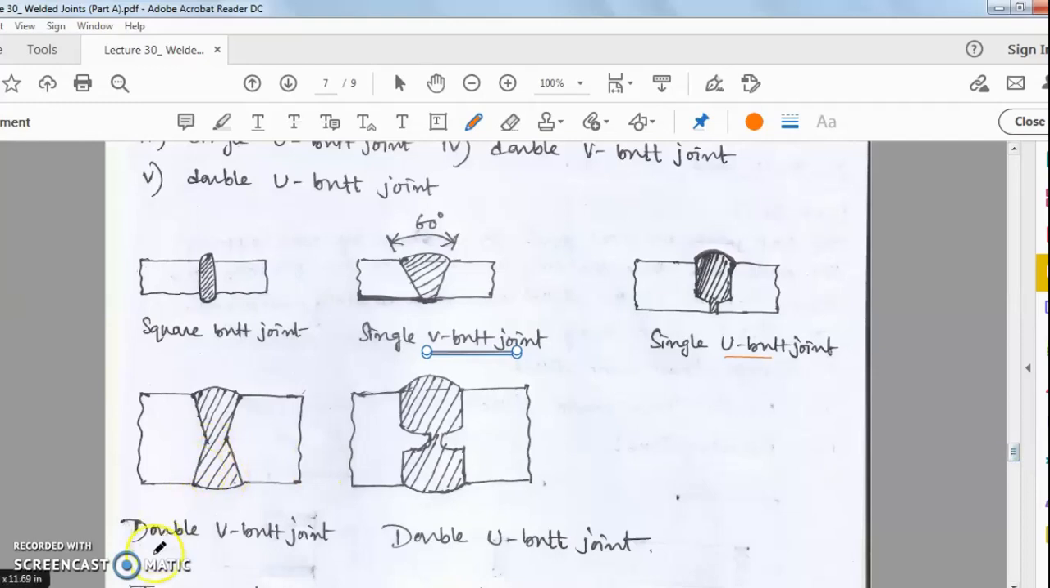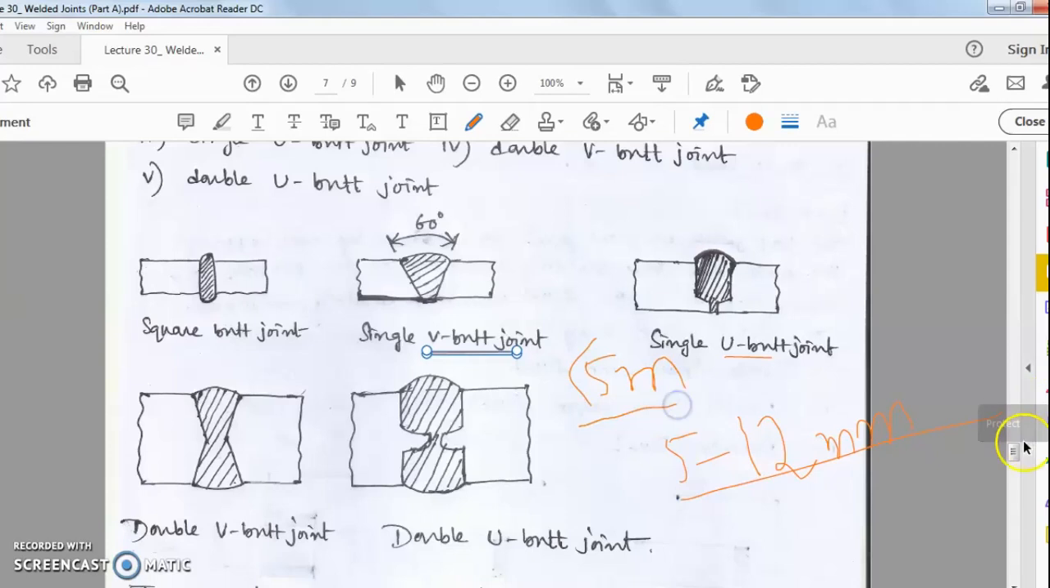Also, you can see double V-bar joint. So both ends are beveled. Here also both ends are beveled in U shape. Both ends are beveled in V shape. So that depends on 5 to 12 mm of plate thickness, and if the plate thickness is less than 5 mm, then you do not require any beveling.